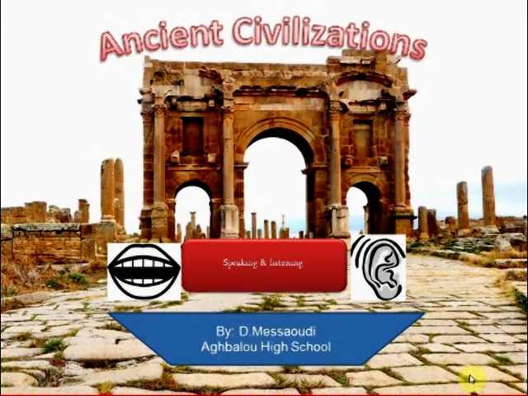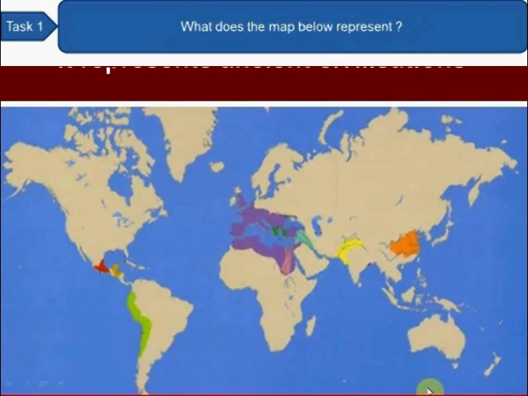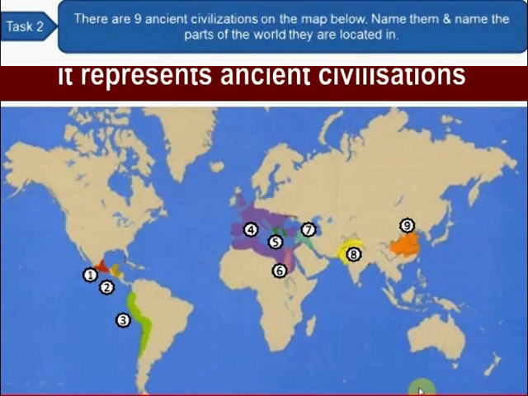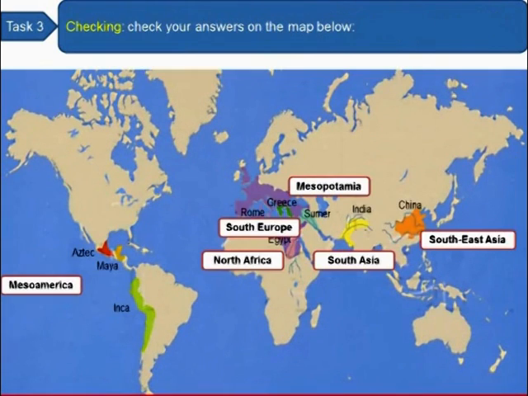Ancient civilizations. What does the map below represent? There are 9 ancient civilizations on the map below. Name them and name the parts of the world they are located in. Check your answers on the map below.